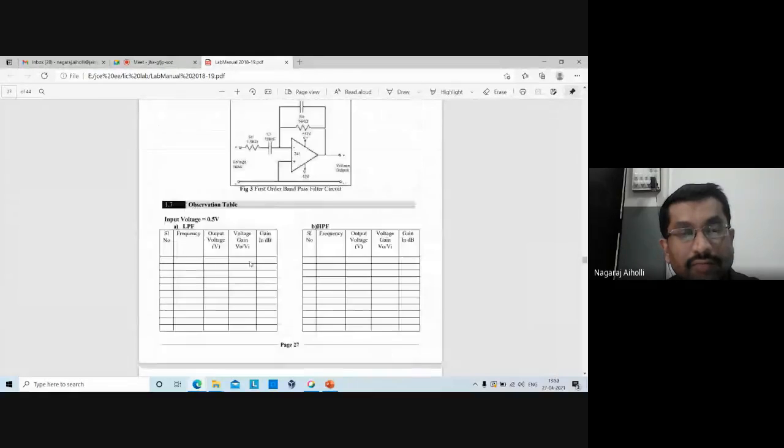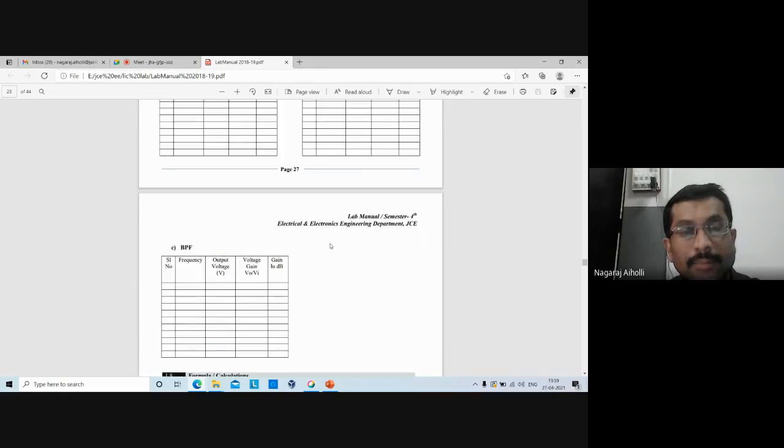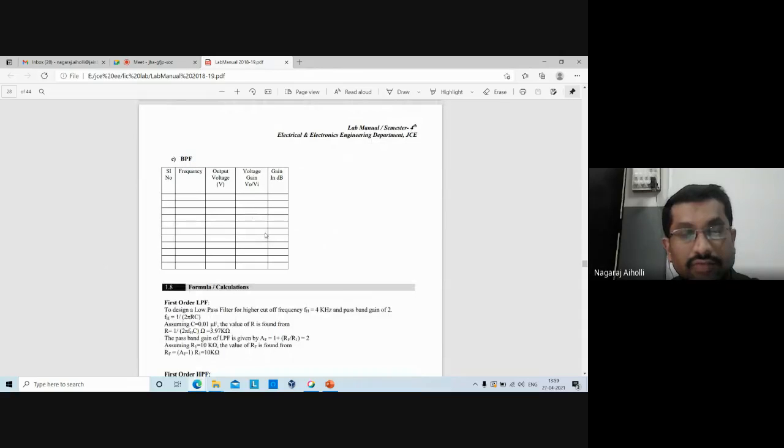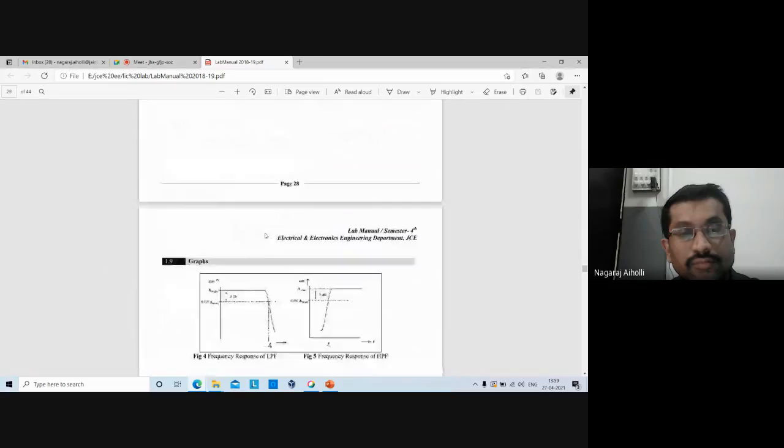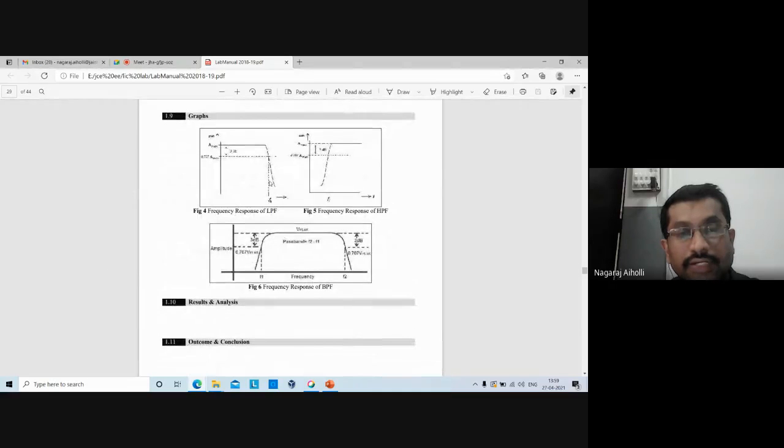Again, we are varying the frequency, maintaining the input voltage constant, and finding the various output voltages, finding the gain, and then gain in dB for all the three, that is for low pass, high pass, and band pass filters. Fine, students? So this is how we are getting the graph.